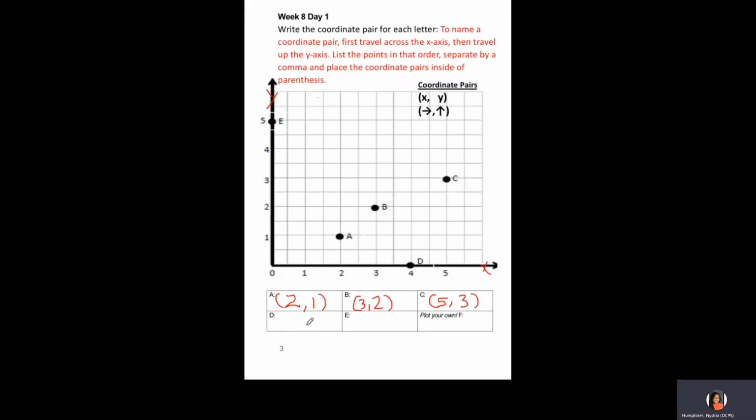All right, let's look at D here. Let's travel across our x-axis first. X is 4 for D. And so our Y line here is just 0. Remember, because X is first. All right, let's look at E. So E, we're already on the Y line. X is 0 here. So X is 0. Remember, X is always first. And we travel up our Y line to 5. So Y equals 5 for E.